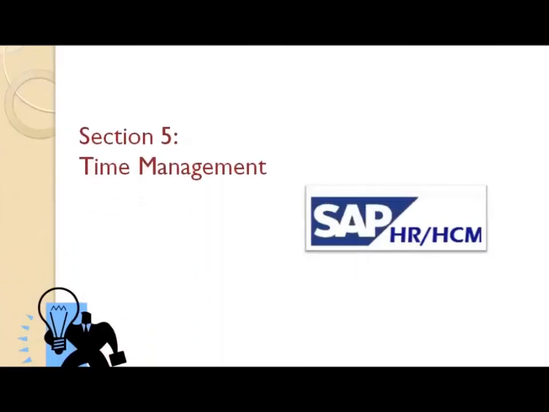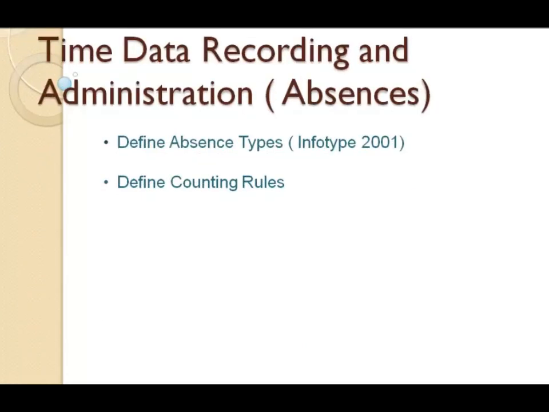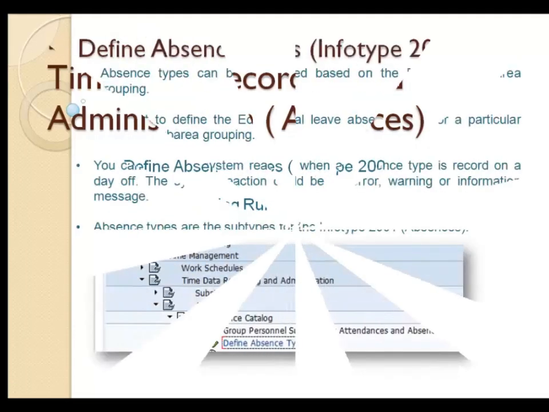Hello everyone. In this lecture 27, we will basically understand what is absence type and info type 2001. So info type 2001 is nothing but to store the absence types. What could be the absence types? Absences such as sick leave, vacation or any other time off. So we will basically define the absence type and also understand what is counting rules.